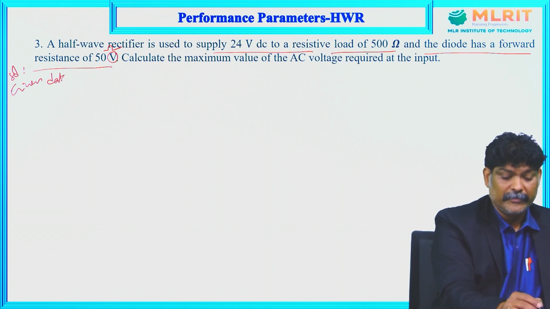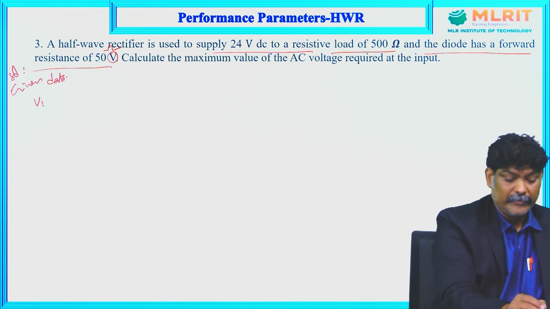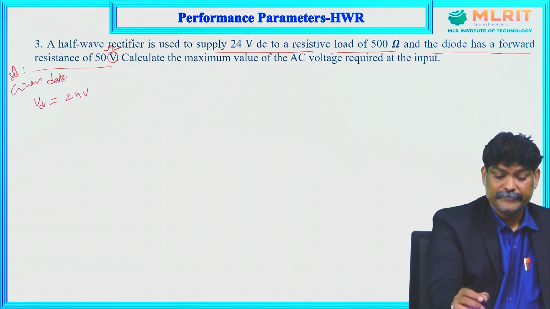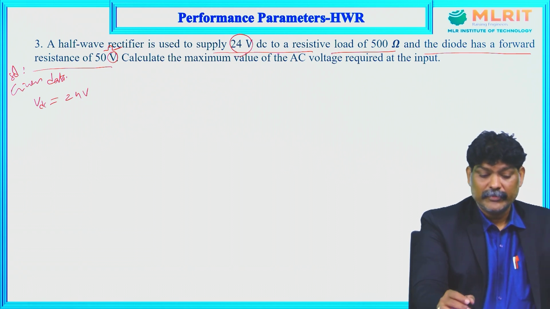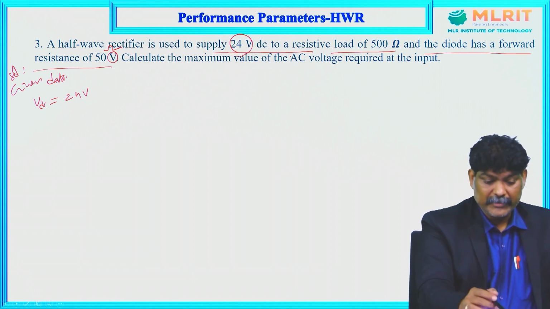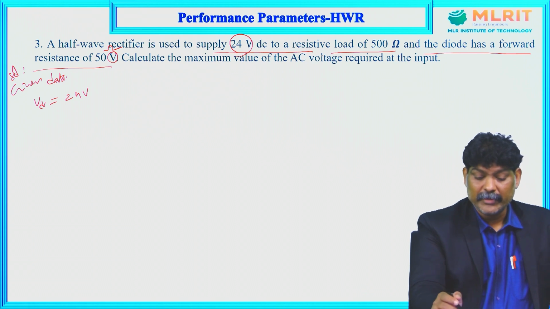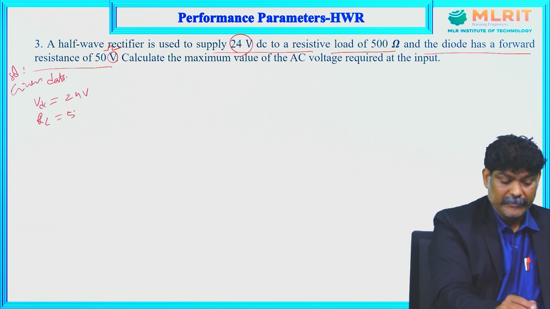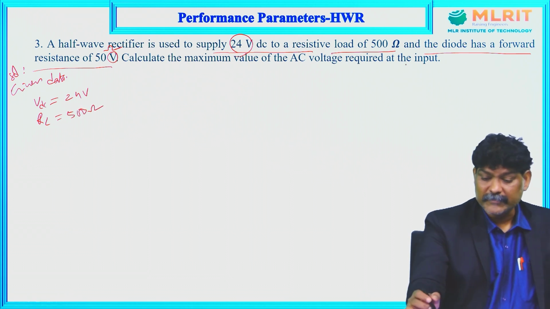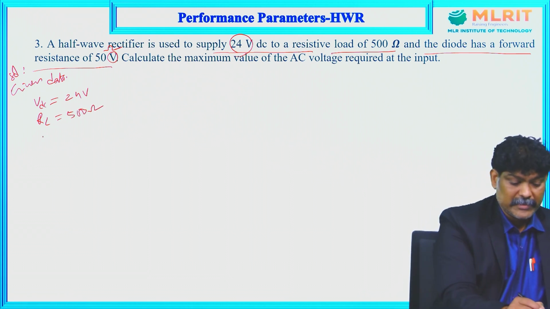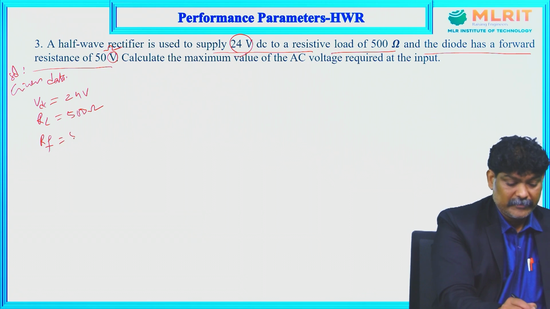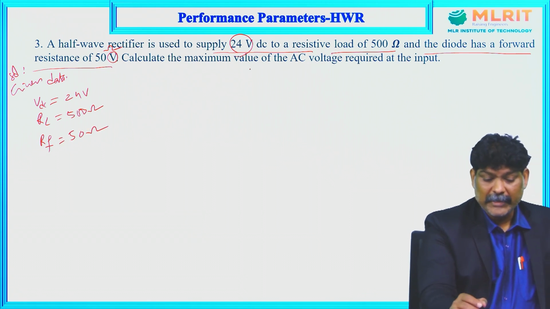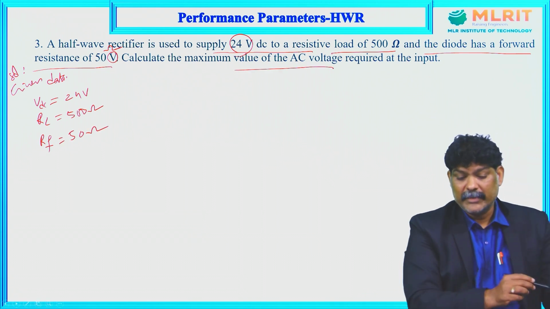what is the given data we have? So VDC is given, that is 24 volts, to a resistive load. What is RL? Resistive load means RL is given 500 ohms. And the diode has a forward resistance. RF is given 50 ohms. Calculate maximum value of AC voltage required.